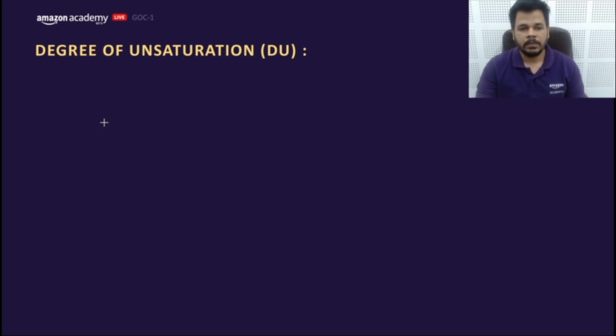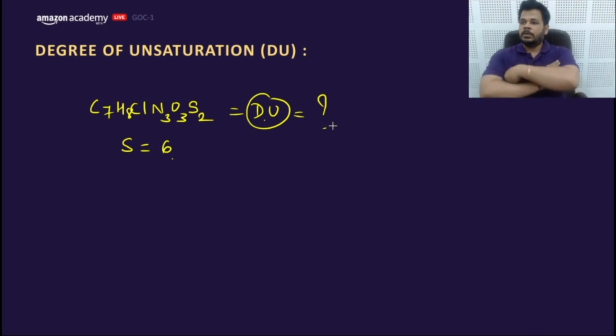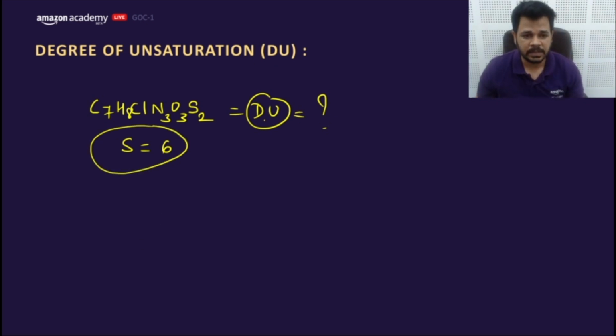Let's have some difficult example like C7H8ClN3O3S2, where valency of sulfur is 6. Now what would be the DU of this compound? Calculate. C7H8ClN3O3S2, when valency of sulfur is given 6.